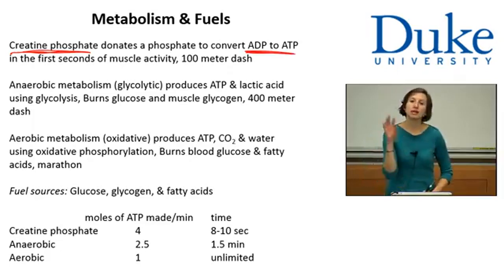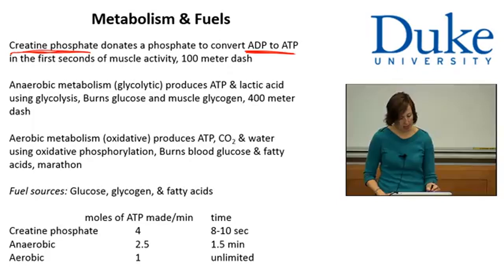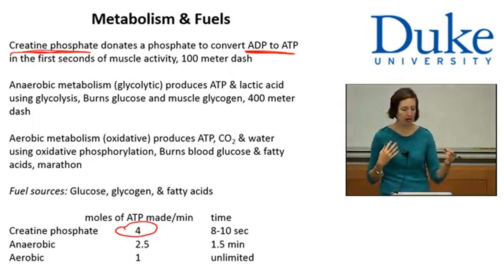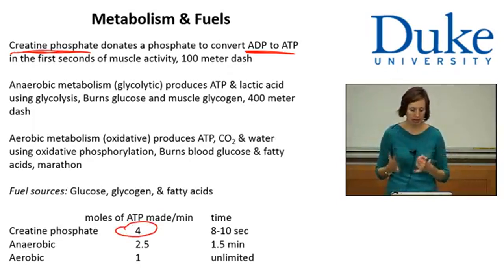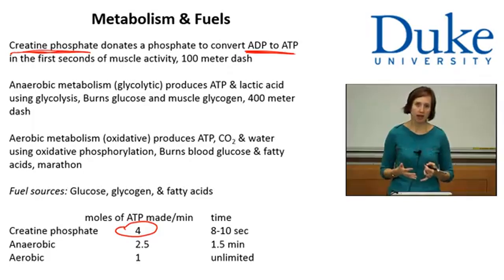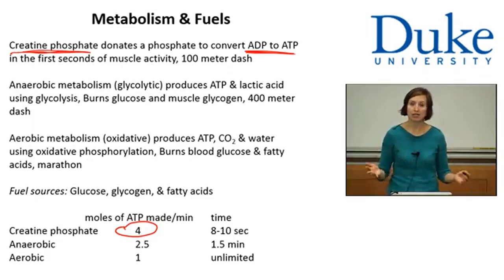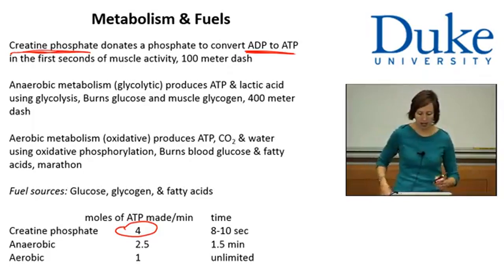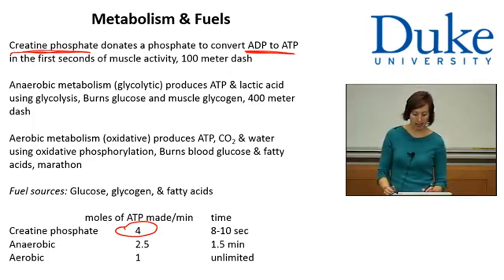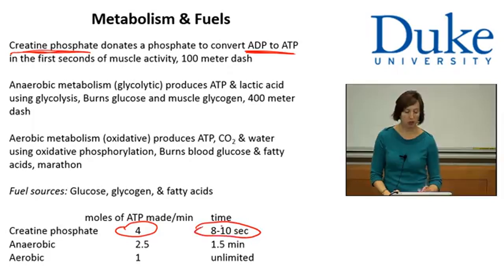And since this is going to be a single enzymatic step, this is going to be very rapid, very efficient. So it's able to make 4 moles of ATP per minute because it's just a single enzymatic reaction to convert ADP to ATP. The limiting factor is that there is a limit to how much creatine phosphate a muscle can store. And so in that regard, the creatine phosphate is going to last for about 8 to 10 seconds when you're doing a vigorous exercise.